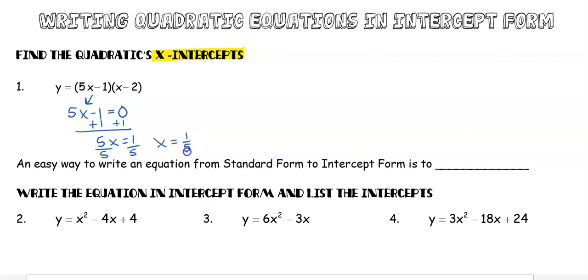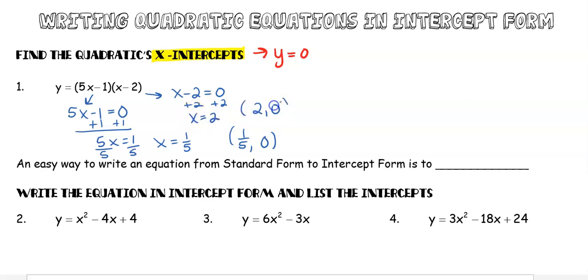x is 1/5. Now if you remember, anytime we have an x-intercept or a y-intercept, when we have an x-intercept, our y is equal to 0, and we always list our answer in coordinate form. So the x-intercept isn't 1/5, it's (1/5, 0). And then our next one, easier: x minus 2 is equal to 0. We add the 2 over, we get x equals 2. So our second x-intercept is at (2, 0). So this graph, our quadratic, has those two x-intercepts of (2, 0) and (1/5, 0).